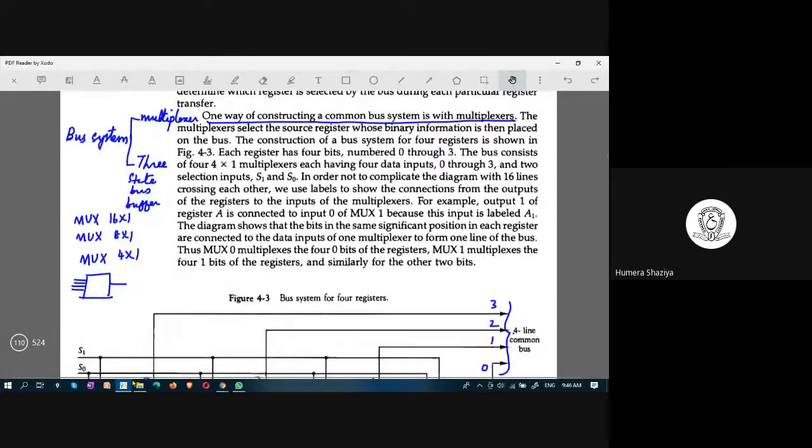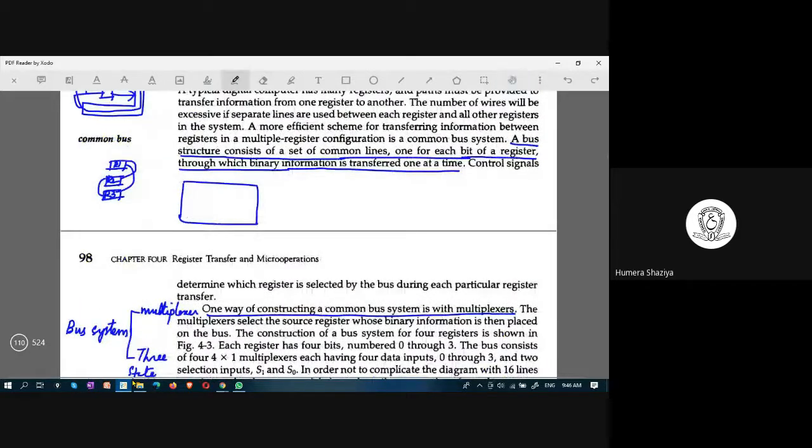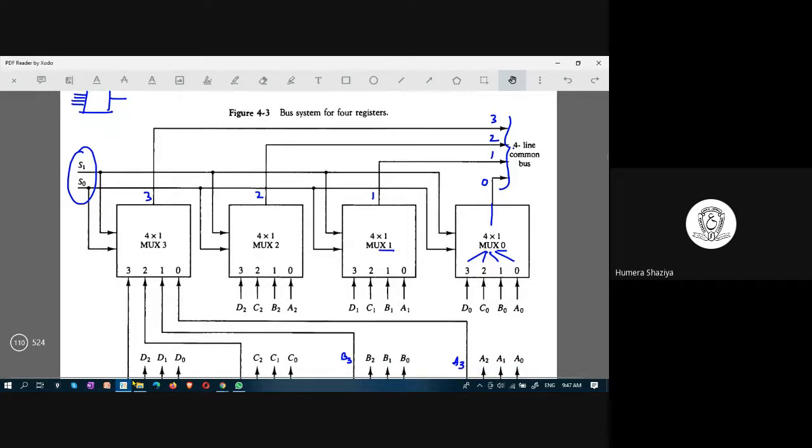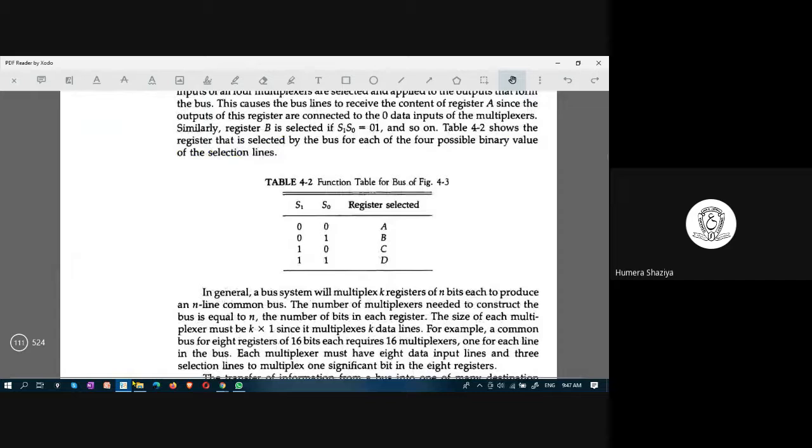Let me give you an analogy. If 4 students are asking one question to me, 4 different questions, which question should I take first? Which question should I take next? How should I decide? I should have some selection mechanism. That selection mechanism is determined by the bits of these S0, S1. These are select lines. These are known as select lines. You see here S0, S1.